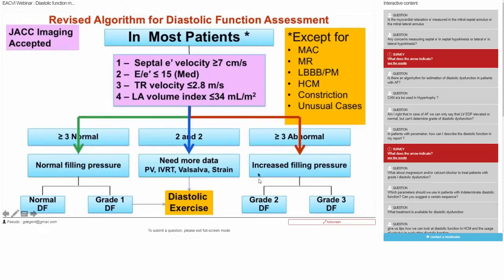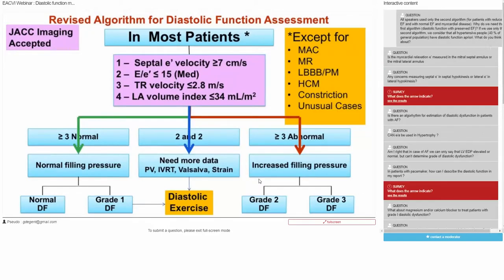The reason for that is three of the four parameters we use, the E/A prime of 15, TR velocity of 2.8, LA volume index of 34, all indicate not only the diastolic dysfunction, but also increased filling pressure. So if you have three of them present, they all have increased filling pressure. You don't have to go back and forth in the first and second algorithm. And then after that, based on the E/A ratio, less than two will be grade two, and more than two will be grade three diastolic dysfunction. Maybe more practical in our clinical practice. It has to be validated and then see how that helps you with clinical practice.